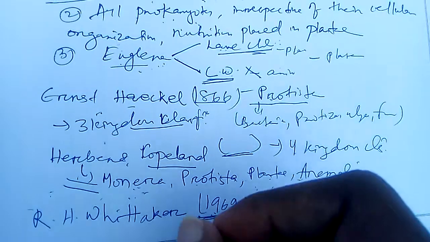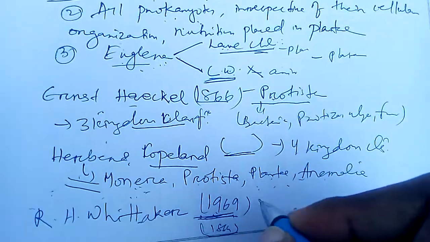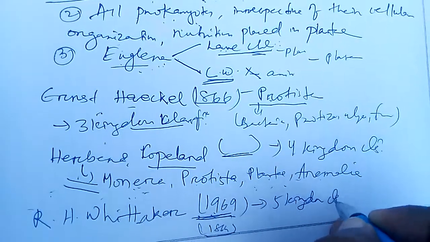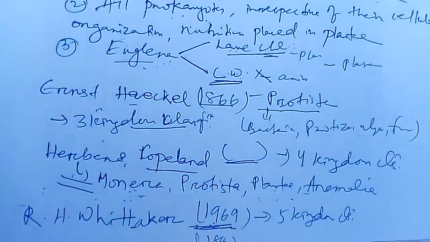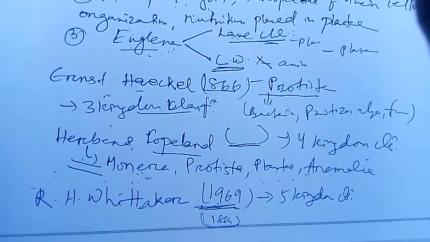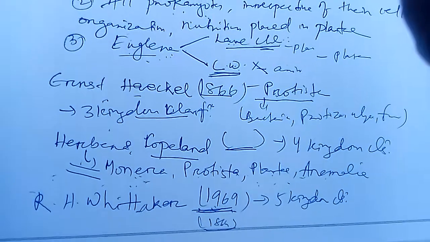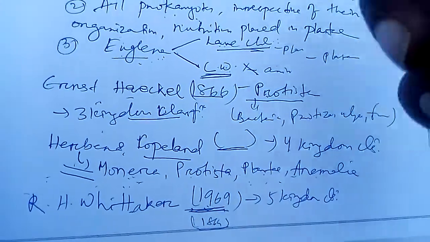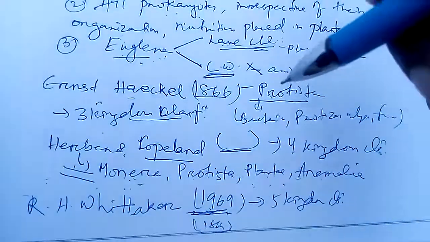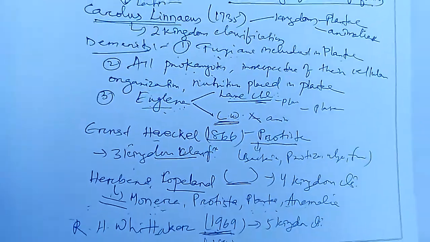So in 1969, R. H. Whittaker proposed the five kingdom classification. He was the first person to propose it. He chose some criteria to classify living organisms into five kingdoms. We are going to discuss those criteria on the next page, because this page is totally full.